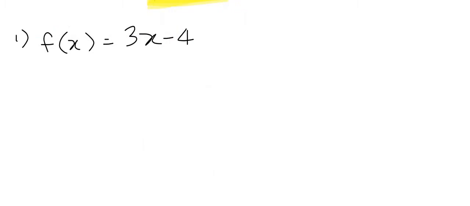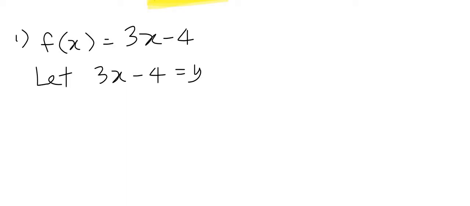Alright, we're going to start with the easiest function here, f(x) equals 3x minus 4. So we want to find the inverse function, which is f inverse, or f to the power negative 1 of x. The first step, we will let 3x minus 4 equals y. And we're going to make x the subject of the formula.